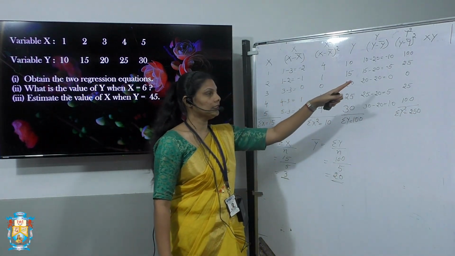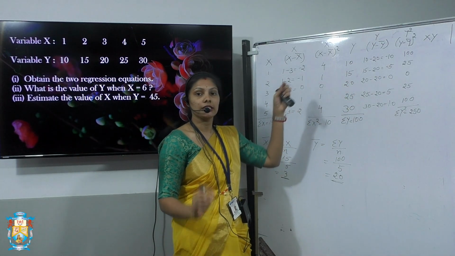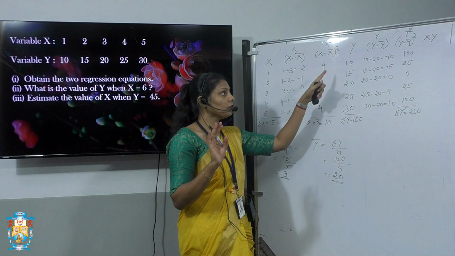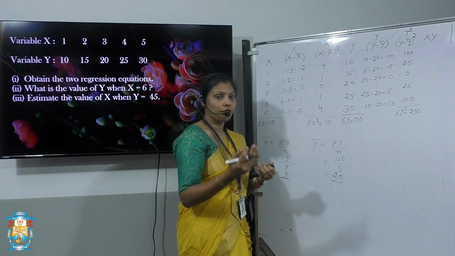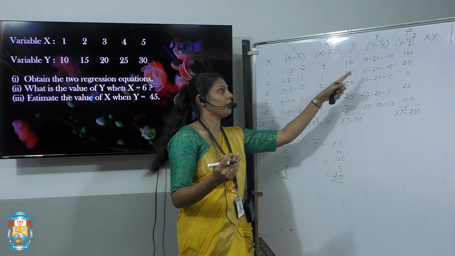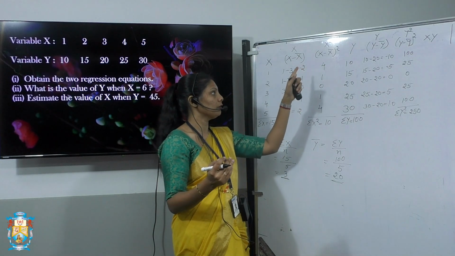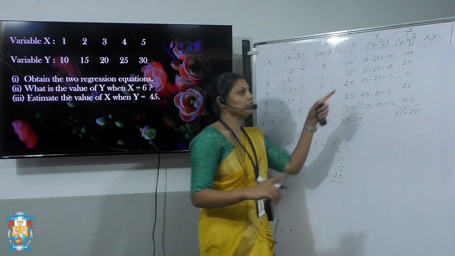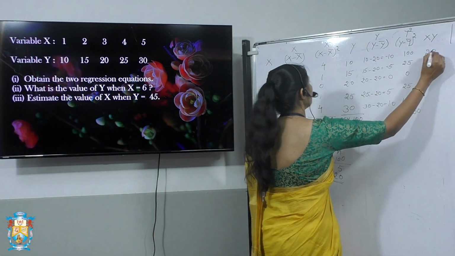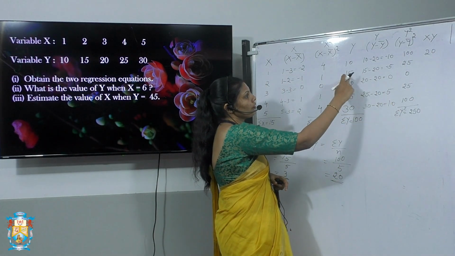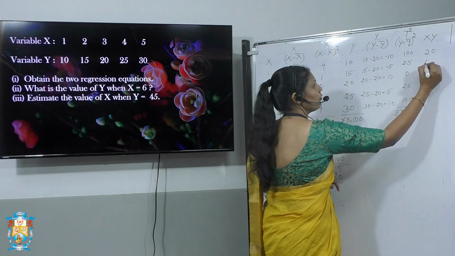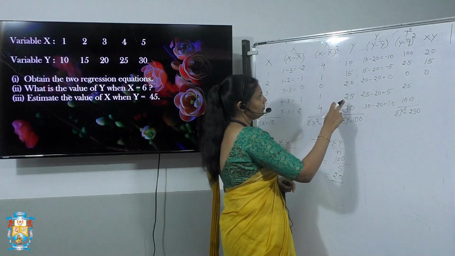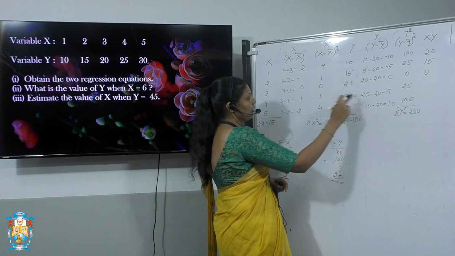Next we have to find the product of x and y. That is not the x and y given in the question; we are not going to use that. Whatever we have found, x minus x bar and y minus y bar, that xy we have to take. So here it is 2 into 10, that is 20, 1 into 15, that is 15, then 0, then what is the value we got?